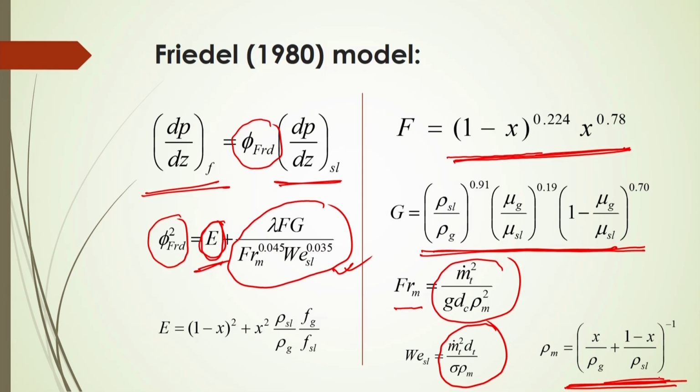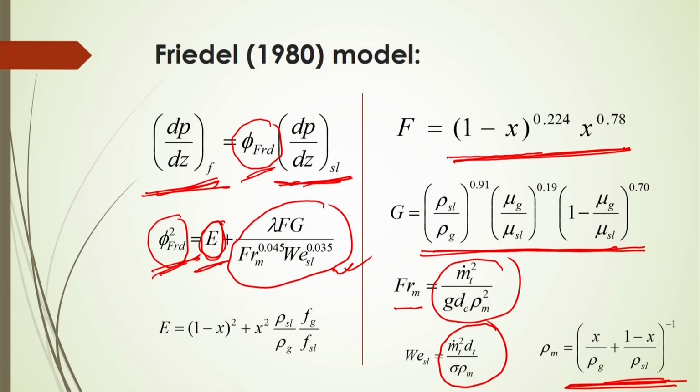So, once you know this E, F, G and Froude number and Weber number of the slurry, you will be able to calculate what should be the multiplier factor of this Friedel. Then multiply this multiplier with this single phase slurry pressure drop, you will be able to calculate what should be the frictional pressure drop. Then you have to compare with the experimental data of your own experiment, and you will be able to calculate how much deviation there is from your experiment to this model.